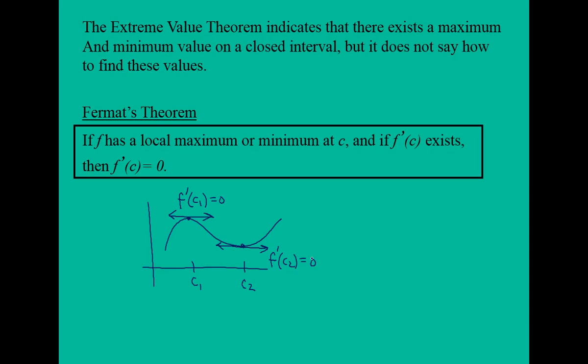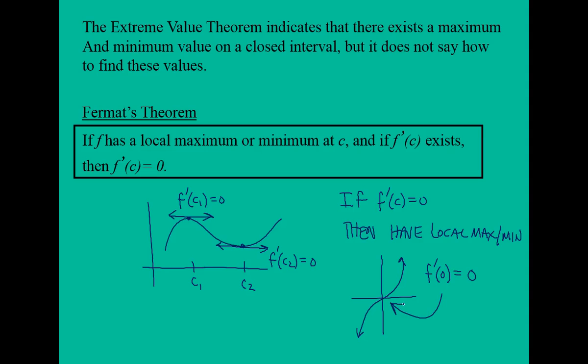Now let's look at the converse. If f prime of c equals 0, then we have a local max or min. Is this true? Well, if we switch the hypothesis and conclusion, we can see that this is not true. We looked at an example just a few minutes ago, y equals x cubed. We saw that f prime of 0 equals 0. But is there a local maximum or local minimum at 0? No, no local max or min. So you can see the hypothesis cannot be switched with the conclusion.